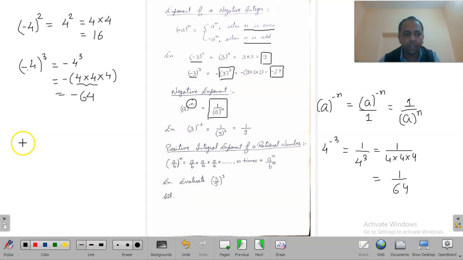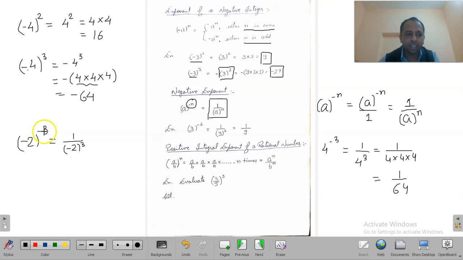Now in case we have a negative base and a negative exponent. Both values are negative. So first of all, what will we do? First of all, we will make the exponent positive. सबसे पहले हम क्या करेंगे? हम यहाँ पर exponent को positive करेंगे. So it can be written as 1 upon minus 2 to the power 3.